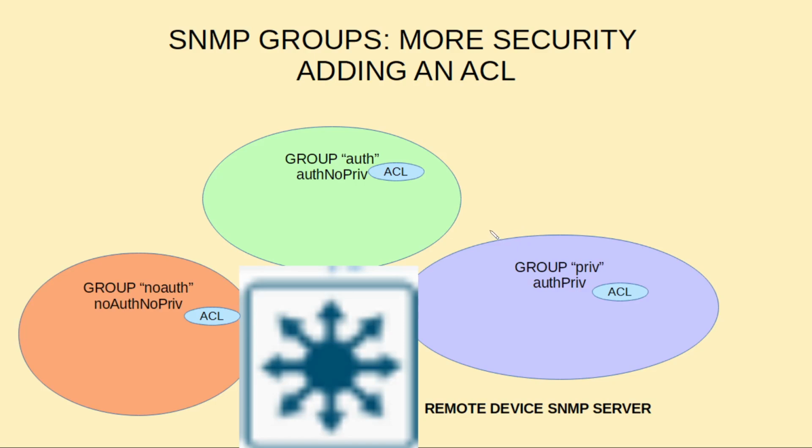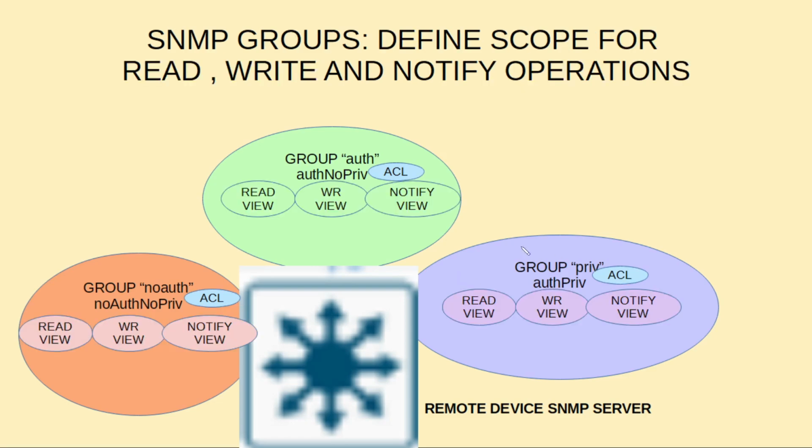It is highly recommended to add an access control list for each group so we can maintain a control over what are the IP addresses that can communicate with this agent. It is also highly recommended to configure views for read operations, write operations, and notification operations. We can create custom views or use the views that are already created by default.